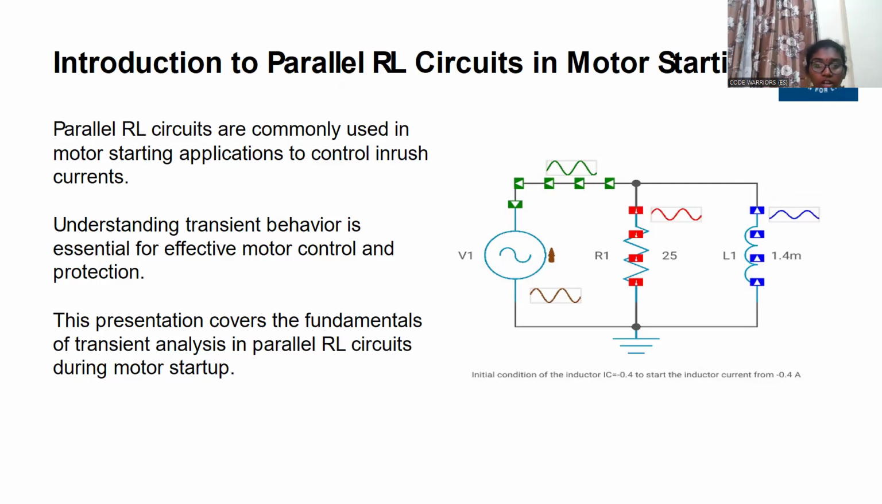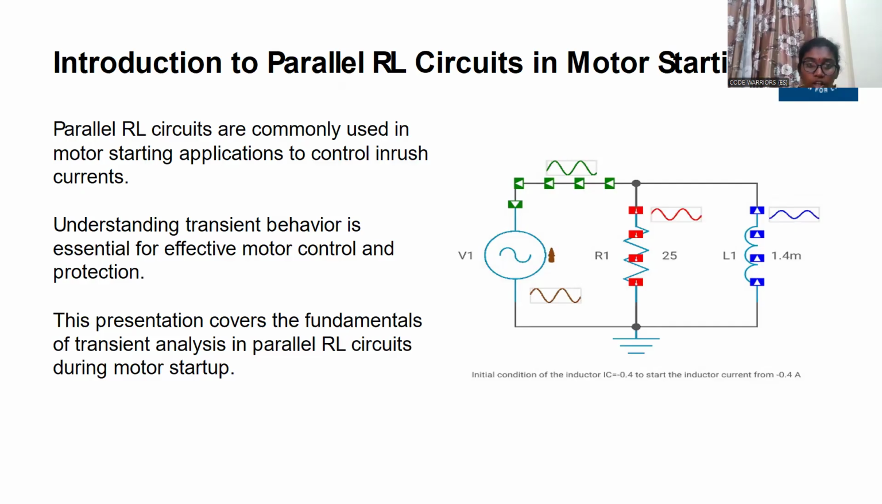Behavior in a parallel RL circuit. In parallel RL, total current is equal to the sum of branch currents. Resistor branch current flows instantly. Inductor branch current increases slowly. This causes uneven current distribution and transient effects.